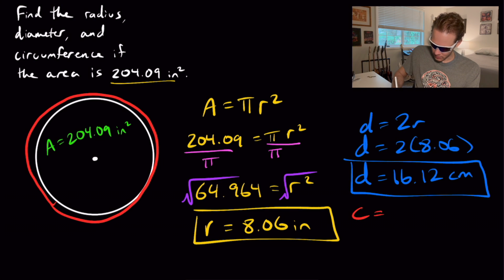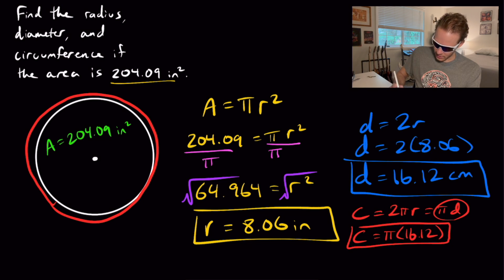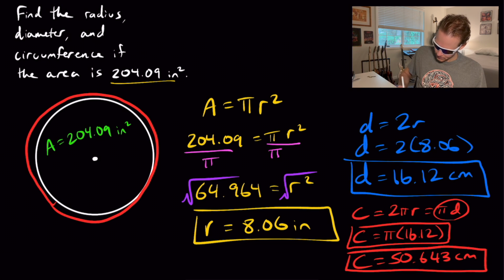So circumference is equal to 2 pi r, or pi times d. And I think I'll use that one because we just found the diameter right before. So circumference is going to be equal to pi times 16.12. And again, that is a totally acceptable answer, leaving pi not multiplied into the number. But if you wanted to do that, you would get your circumference is equal to 50.643 centimeters.